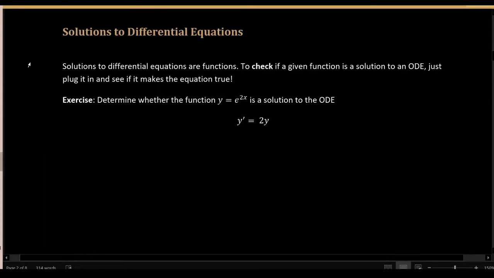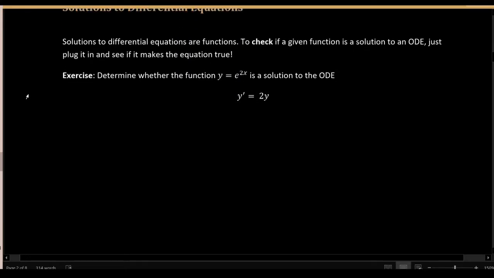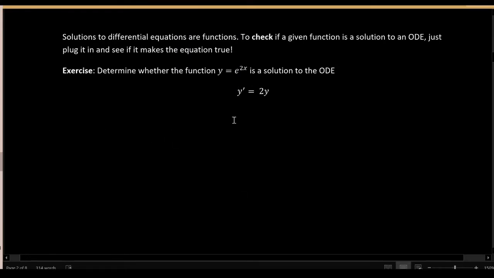Yesterday we discussed that a solution to a differential equation was a function which, when substituted into the equation, resulted in a true statement. For example, let's go back to this equation which had the form y prime equals some constant multiple times y itself.